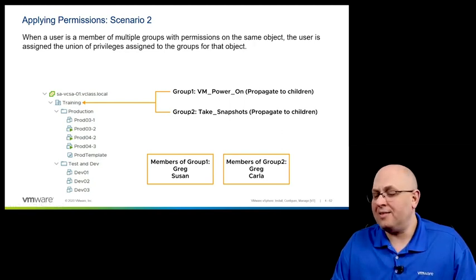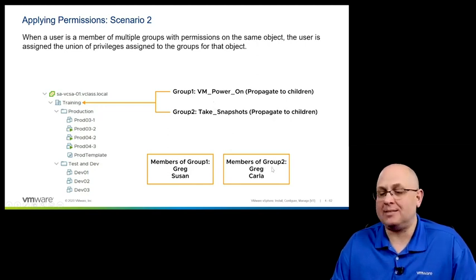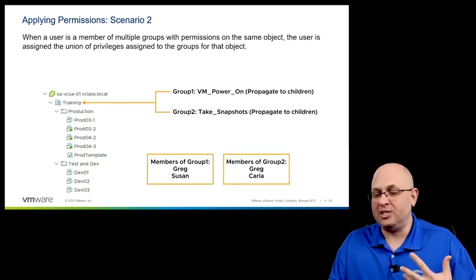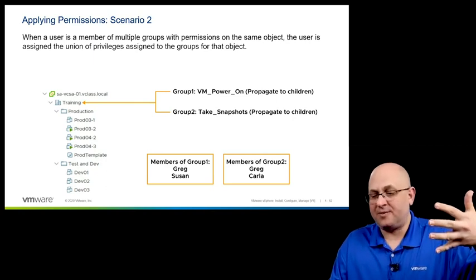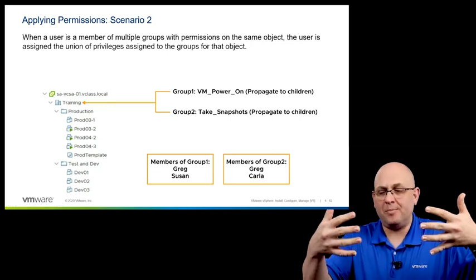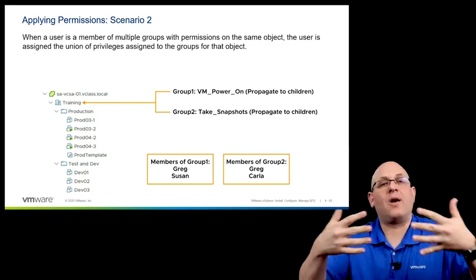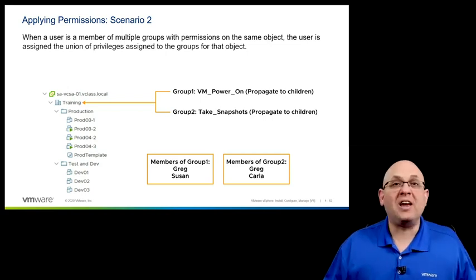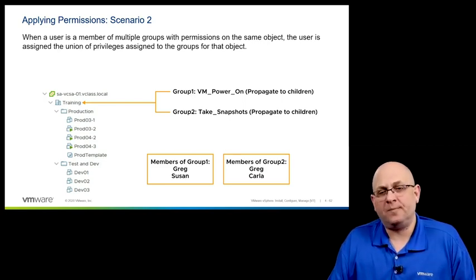So one would think then that Greg, being a member of both groups, can now both power on virtual machines and take snapshots. It's the union of those privileges. So I get the privileges involved with powering on virtual machines from this first permission, and I get the privileges that are involved in taking snapshots from the second permission. And because Greg is a member of both groups, we add them together and Greg can do both. Straightforward, right? Well, maybe not so much.